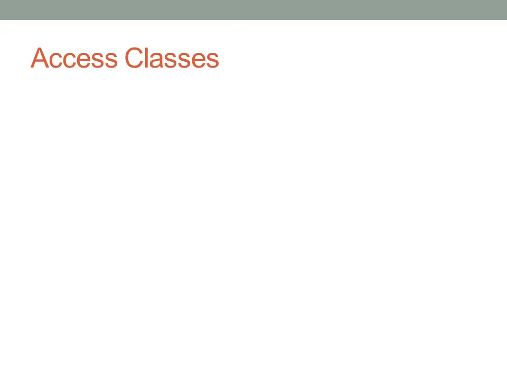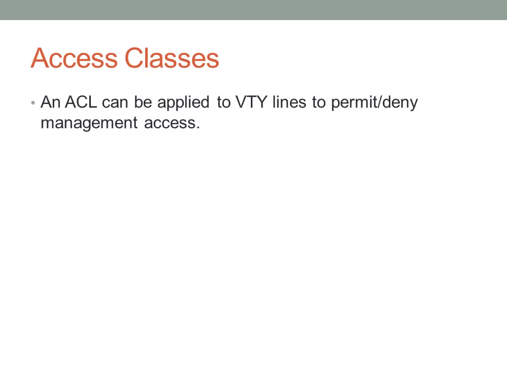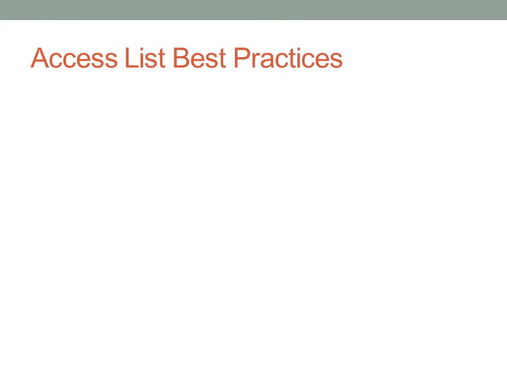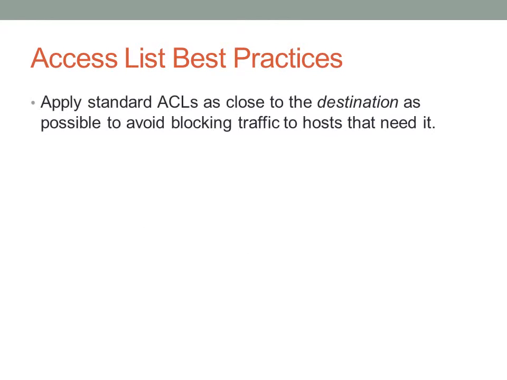Access class is very similar to access group, only access class is applied to VTY lines, so Telnet sessions and SSH sessions. They can be applied inbound to specify who can connect to a particular router or switch. They can also be applied outbound to specify whether or not a particular switch or router can initiate Telnet or SSH sessions to other devices. And it's very simple. Under the VTY lines, you would specify access-class, followed by the access list number, and then in or out.